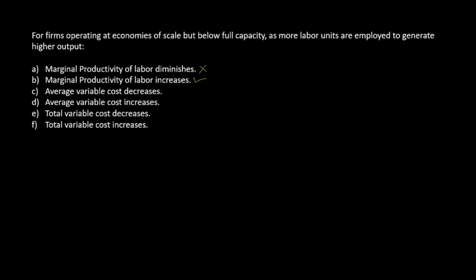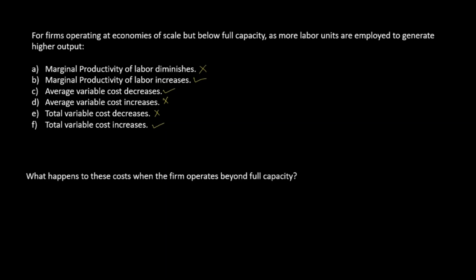And what about the average variable cost? So option C is correct because as you increase the number of units produced, you tend to attain more specialization. So your average variable cost actually decreases. It does not increase. So option D is incorrect. The total costs do not decrease. So total cost never decreases. So option E is not correct. Total cost always increases. So option F is correct.